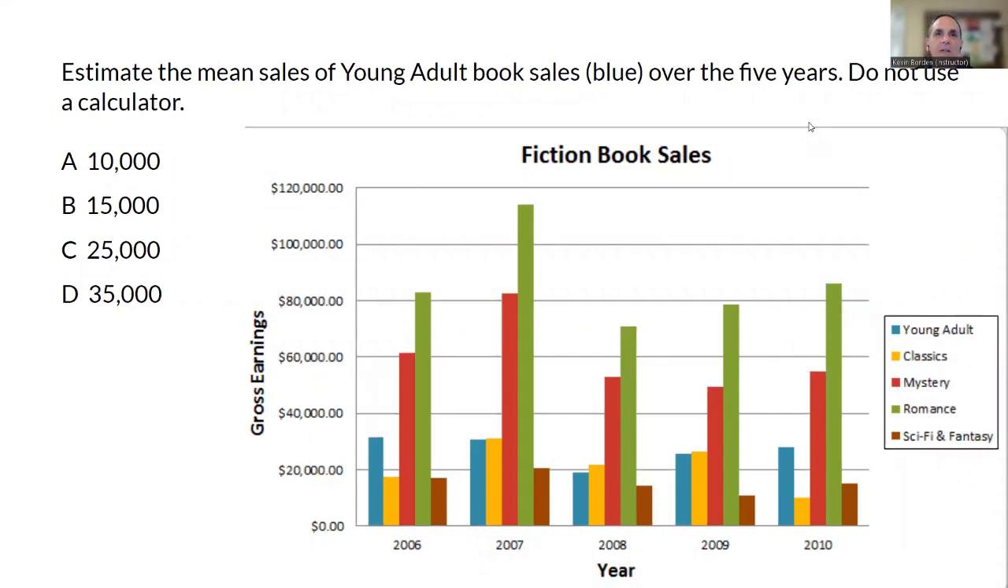Estimate the mean sales of young adult book sales, blue, we're talking about the blue bars, over 5 years, without a calculator. So you're trying to visualize the average and pick from the answers here. Pause the video, work on your solution, return when ready.